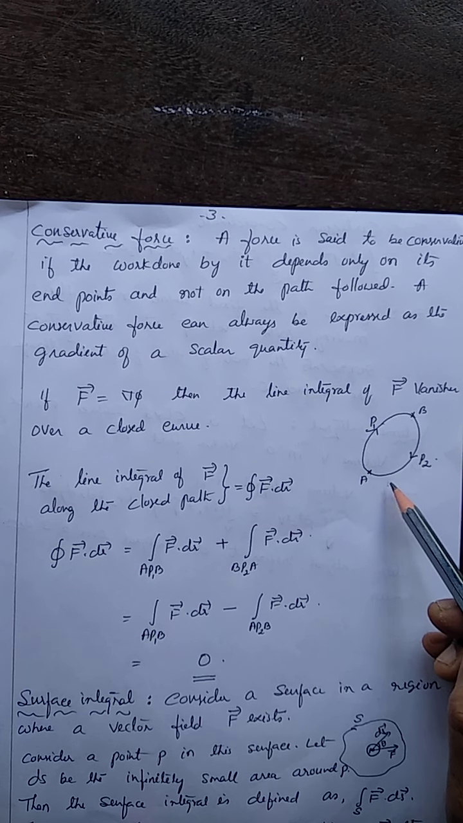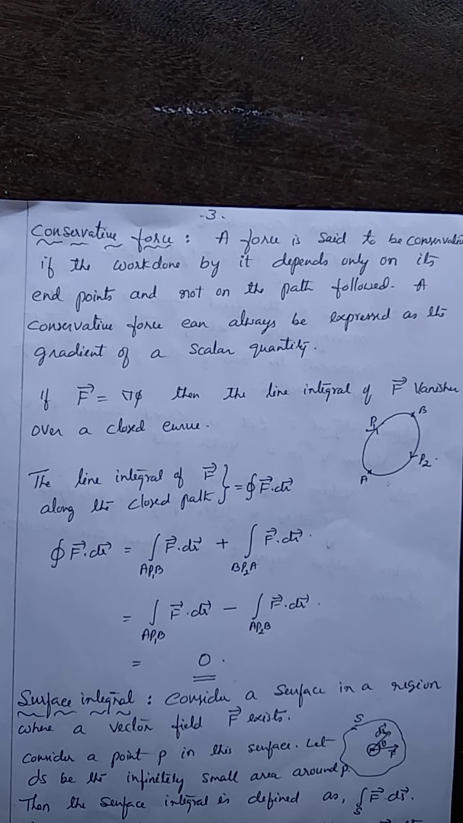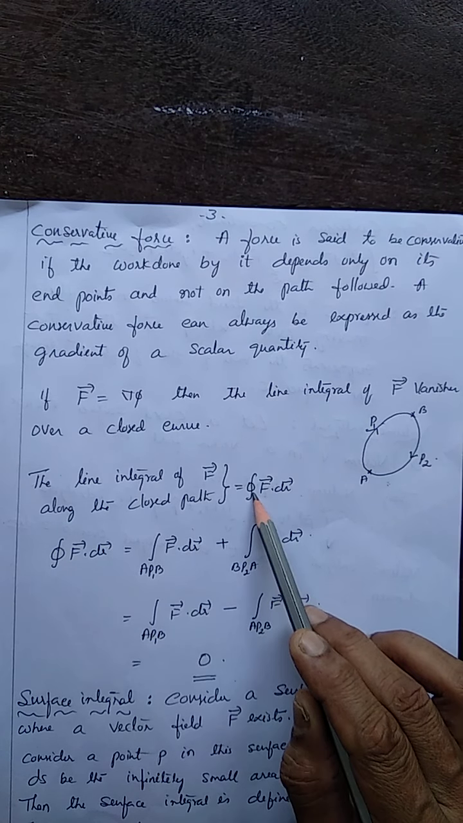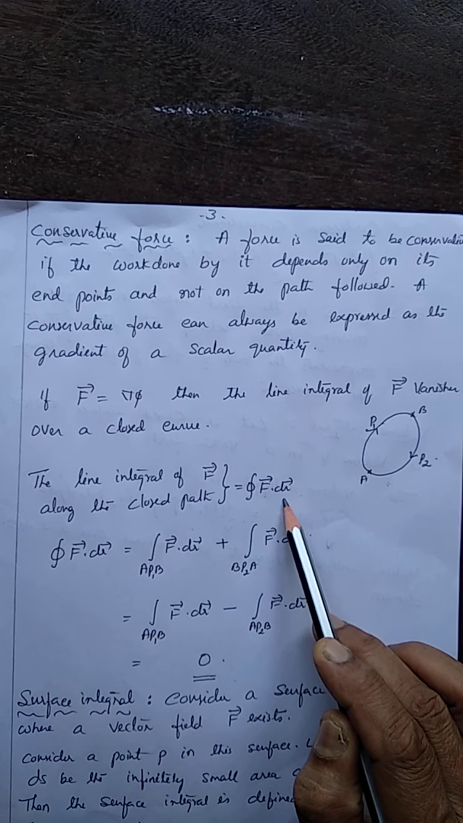Now, the work done by this conservative force along a closed path is always equal to 0. The work done by this conservative force is 0 means the line integral of the conservative force along the closed path equals 0. What is the line integral? Integration of F dot dr along the closed loop path. It's a closed loop represented like this line integral.